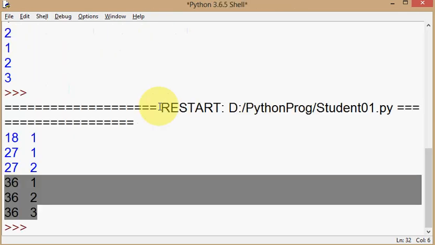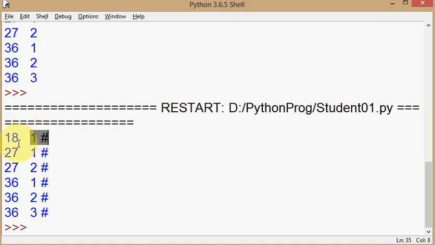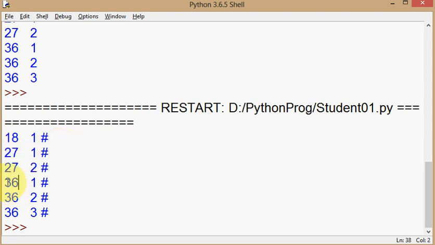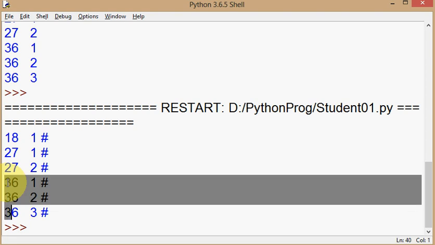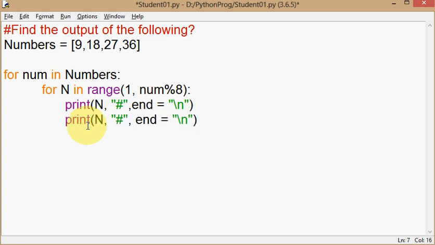Now again I am going to execute the code. When the value is 18, it executes only one time. When the value is 27, it executes 2 times, with the values 1 and 2. When the value is 36, it executes 3 times. Now I am going to remove the value of num because it is not required. So you can see whatever is required in the question, we have reached here.